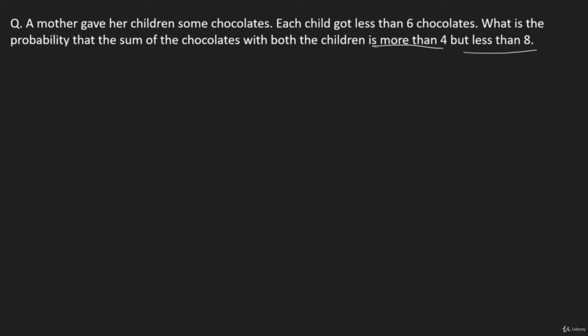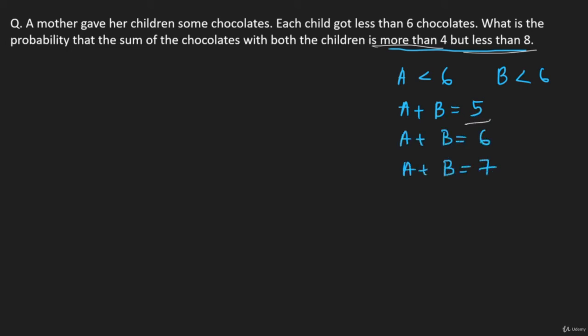Let's do it together. Let A and B be the 2 children. It's mentioned that each of them got less than 6 chocolates, right? And we need to find the probability that the sum of the chocolates with both the children is more than 4 but less than 8. So what are the possibilities? A plus B could be equal to 5, or A plus B equal to 6, or A plus B equal to 7. If A plus B is equal to 8, it will violate the condition. So these are the 3 possibilities which we need to explore.